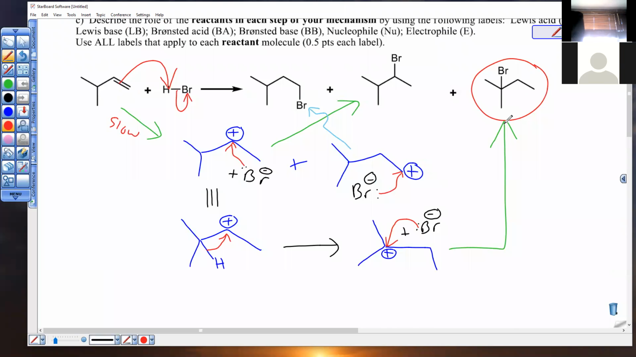We've got the circle. There's your 1 point. I think you get 3 more points for saying right down here, this tertiary C+, you don't even have to write the word carbocation. You can write C+, has the most hyperconjugation. I need the magic word as part of your answer.